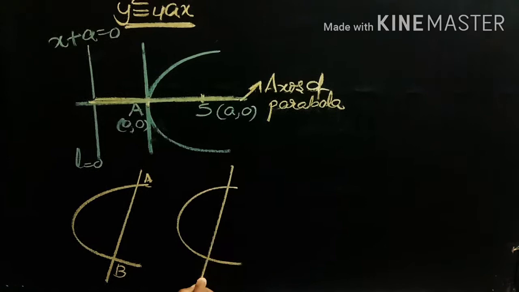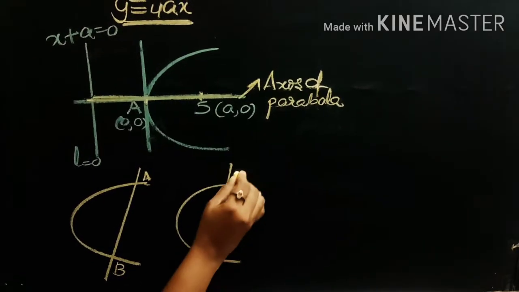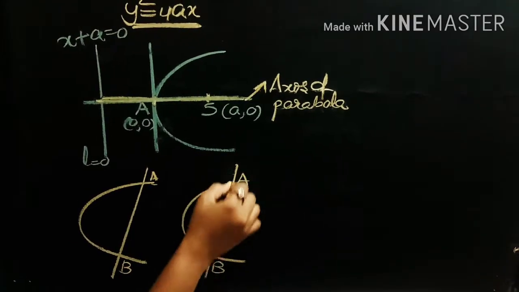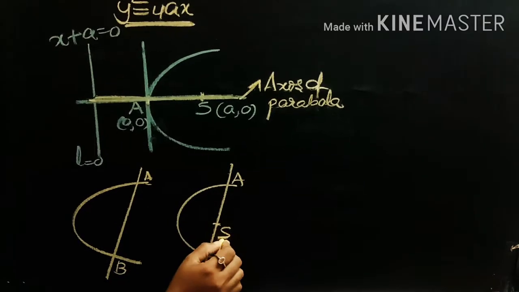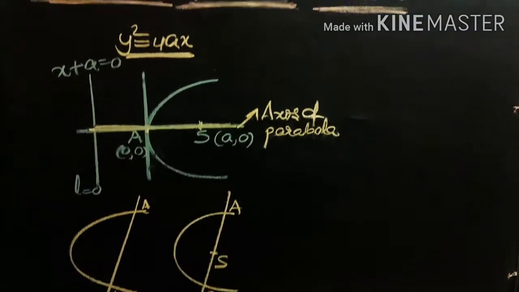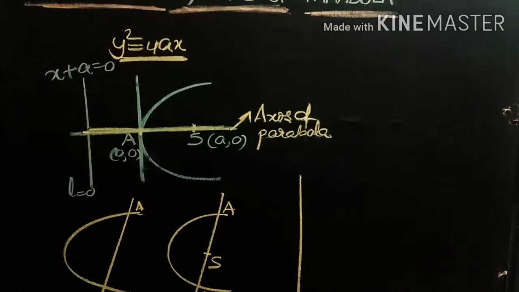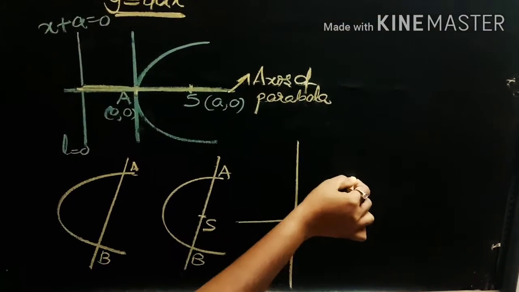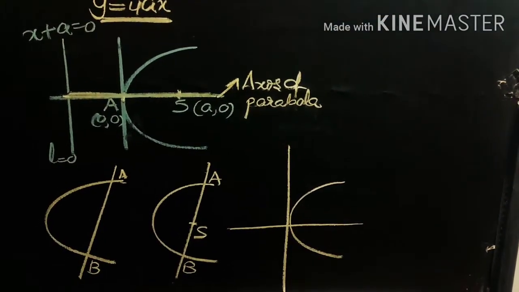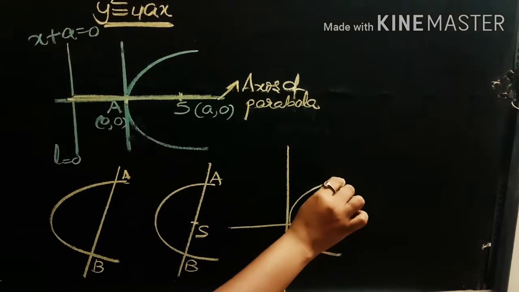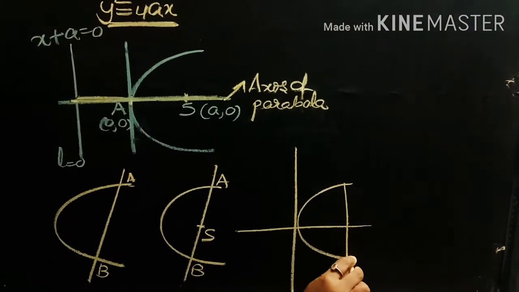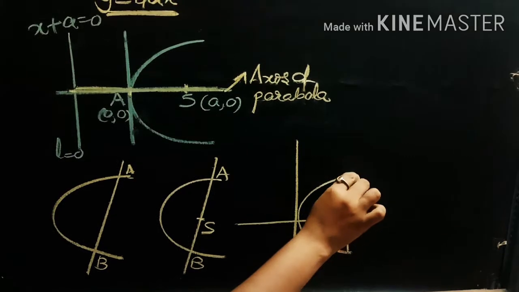Focal chord means the chord passing through the focus. The chord which passes through the focus is called the focal chord. And the next definition, double ordinate. Double ordinate means, suppose this is the parabola, now the line which is perpendicular to the axis of the parabola is called the double ordinate.